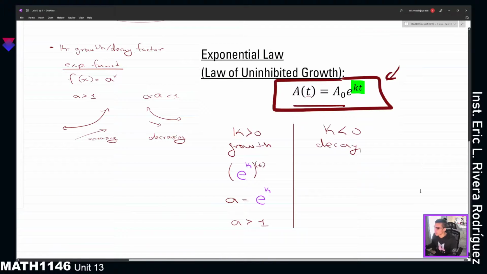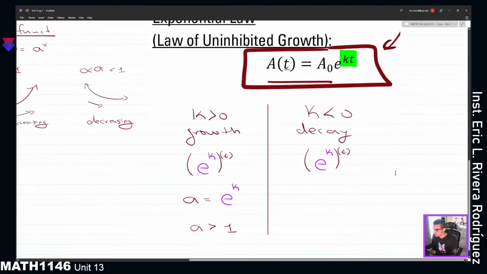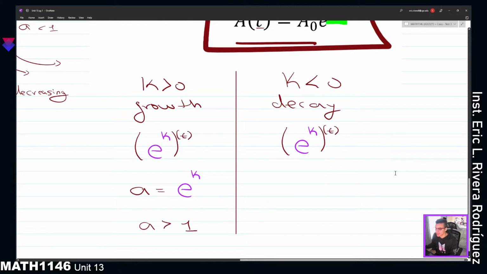Yeah, decay. So we are in a decay situation. Okay, let me put this here. But now, if k is negative, what will happen with e raised to the power of k? This is not explicit there, because you need to interpret it. Well, k is negative, that means that the exponent is negative. But what happens when the exponent is negative?